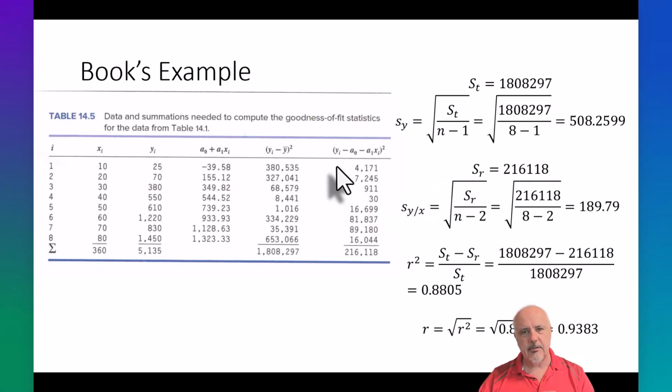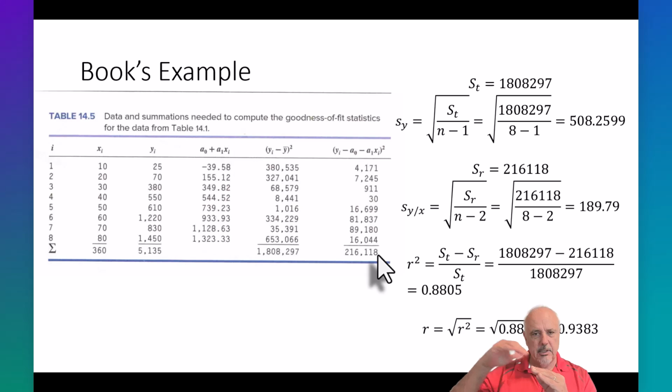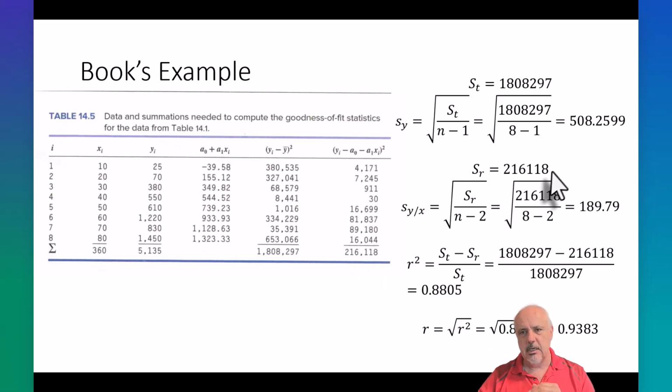And then I take the individual y's and subtract off the fitted data. So this is going to be the residuals with respect to the line. And then I sum those. So this is going to be the sum of squares of the residuals for the line. And that's going to be the 216.118. That's going to be my S sub r.